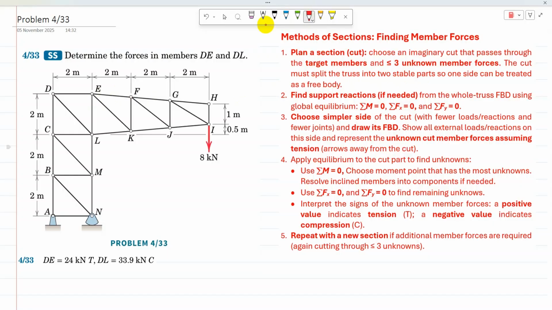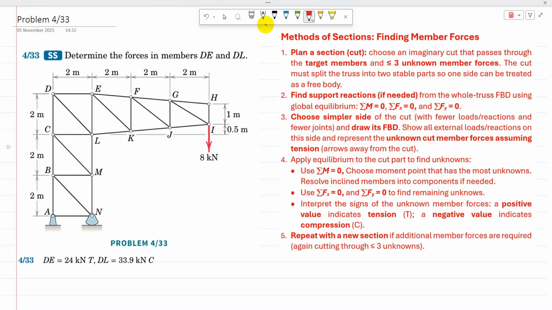There are several options available, and if I want to determine DE and DL in one go, one option available is this one. So I can put a cut here. But the problem with this cut section is that it is going to pass through 4 unknowns. Then we have only 3 equations to solve it. So this cut is not possible.